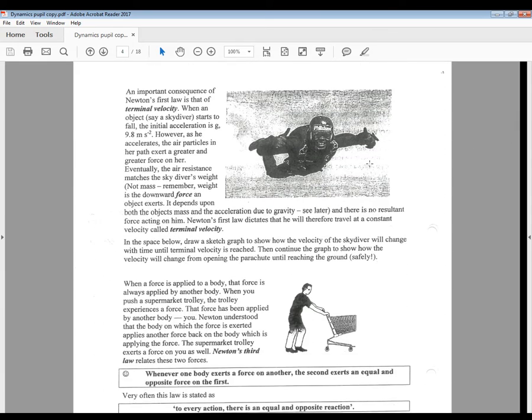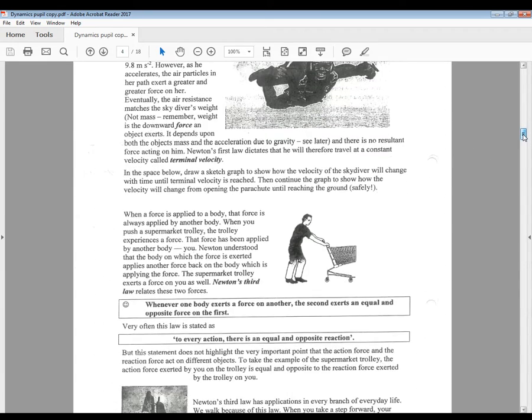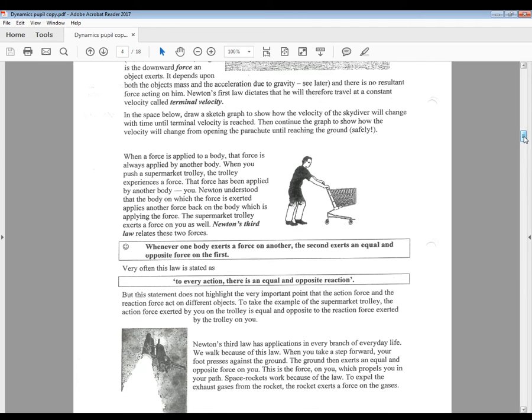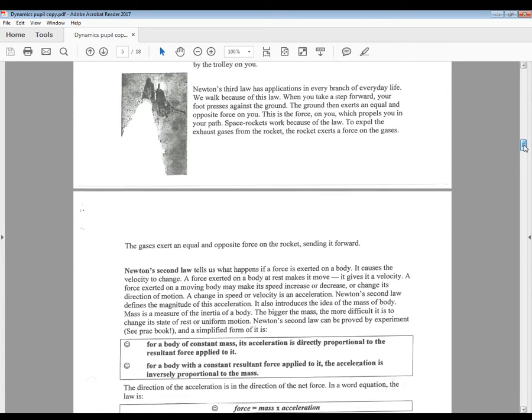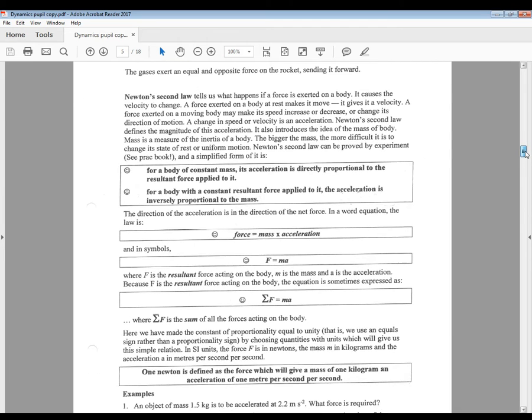There's a little bit there about terminal velocity, which of course we're already familiar with, so make sure you read through the notes there. And then a little bit about Newton's third law. Whenever one body exerts a force on another, the second exerts an equal and opposite force on the first, or in layman's terms, to every action there's an equal and opposite reaction. What's critical about Newton's third law is that the forces are acting on different bodies, okay, and we'll talk about that later. So I'd like you to read through all of that, please.